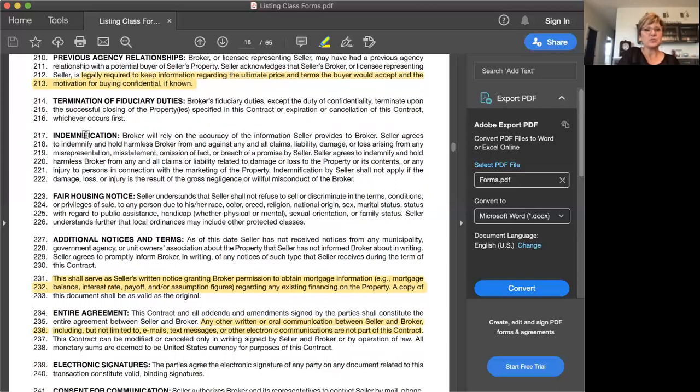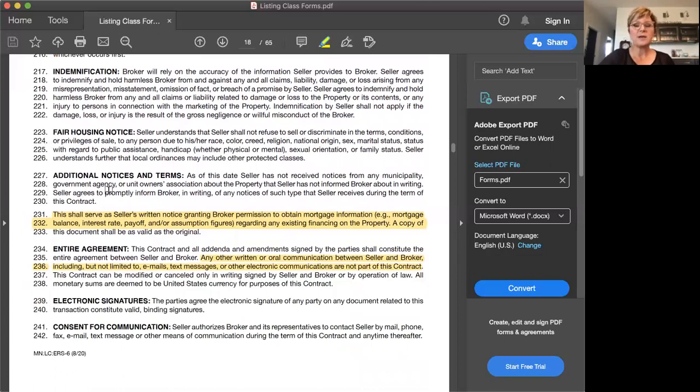Indemnification on line 217, this paragraph just says that the seller agrees to hold Keller Williams harmless from any liability, any injury, any loss, vandalism, anything stolen during this period.